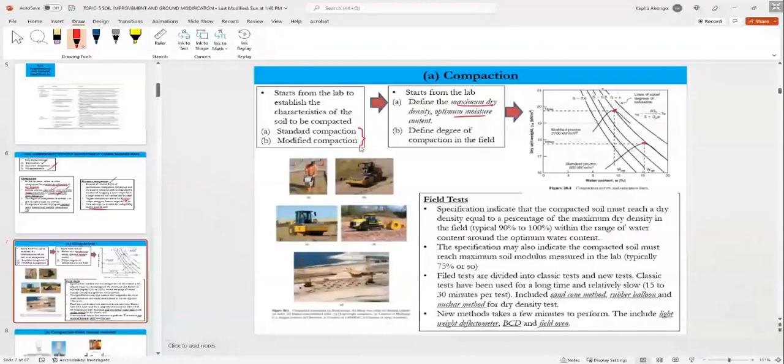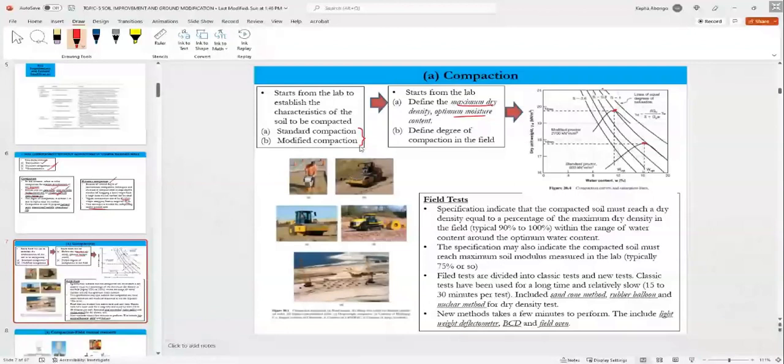What you've told me is right, but marry them together. If you marry together the number of layers, the weight of the hammer, and the drop height, it gives you different compaction energy. In other words, the modified will give higher compaction energy than the standard compaction energy.